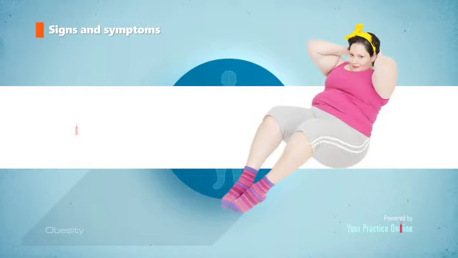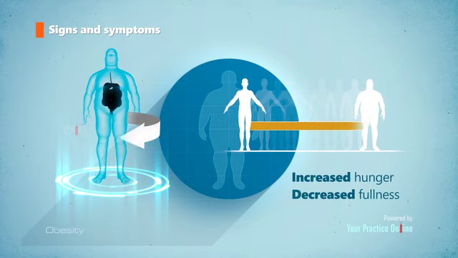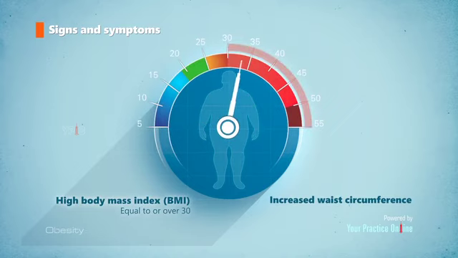Signs and symptoms. Obesity is characterized by symptoms of increased hunger and decreased fullness. Signs of obesity include a high body mass index, BMI, equal to or over 30, and increased waist circumference.